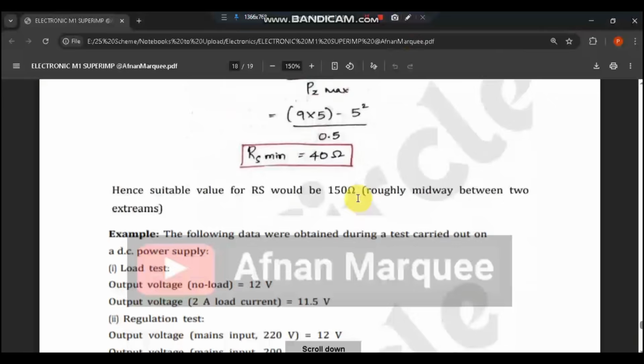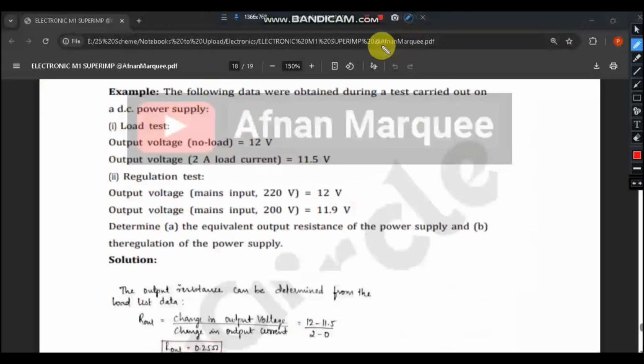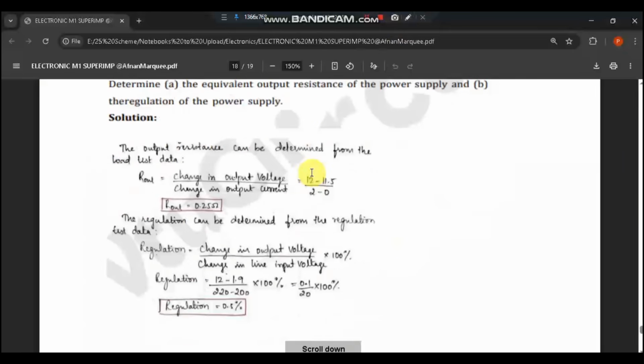Like that, we have another question in which the following data were obtained during a test carried out on a DC power supply. Load test: output voltage is this much, at 2 ampere load current it is this much. Regulation test is this much, voltages are given. Determine the equivalent output resistance of the power supply and the regulation of the power supply. So here again we have to find out the Rout and the regulation values.